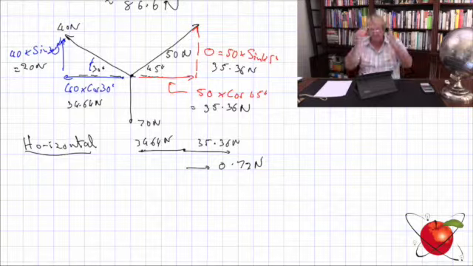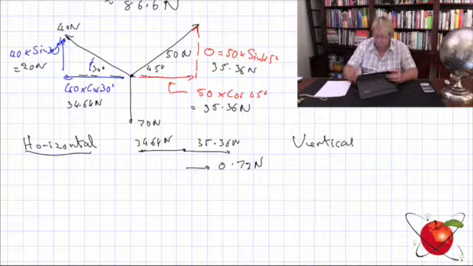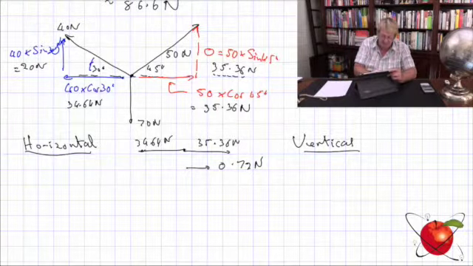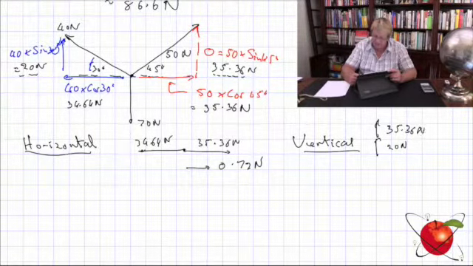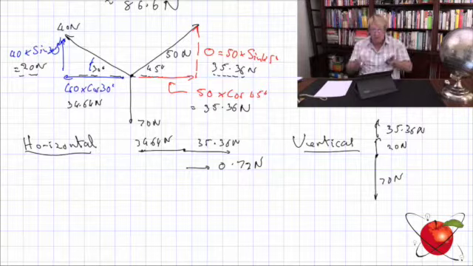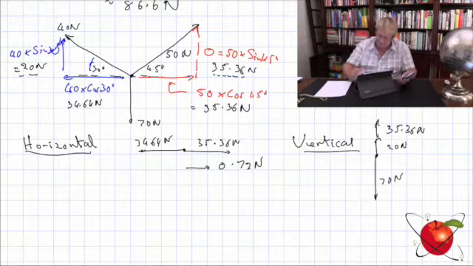Right? Now let's have a look in the vertical direction. What is pulling up? Can you see we've got 35.36 and we've got 20. So let's put them in. 20 newtons, and there's our 35.36 newtons. And pulling down, we've got a total of 70 newtons. Let's have a look if there's a greater up or a greater down. 70 is going down, minus 20 minus 35.36. I've got 14.64 newtons acting down, haven't I?